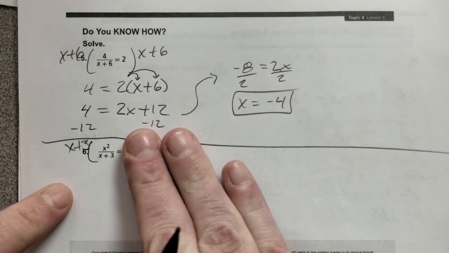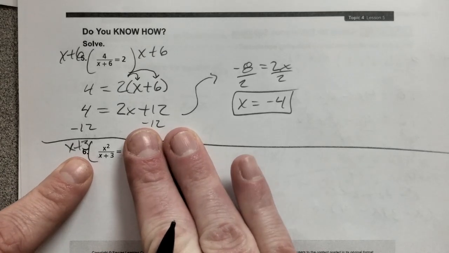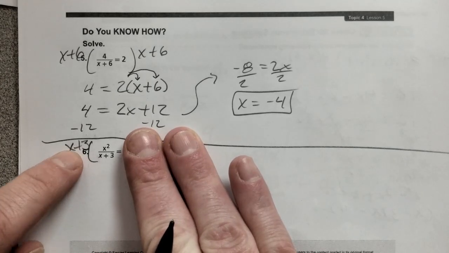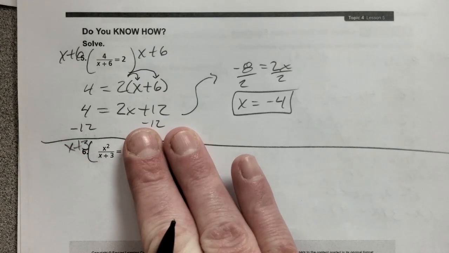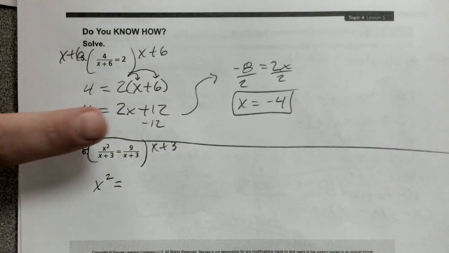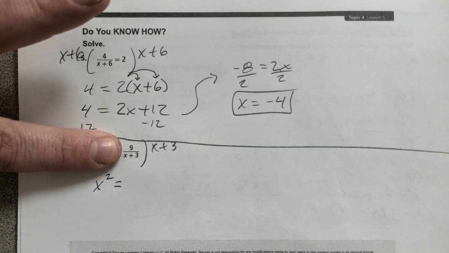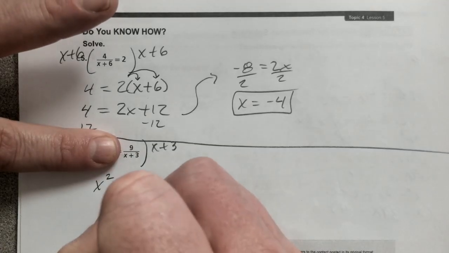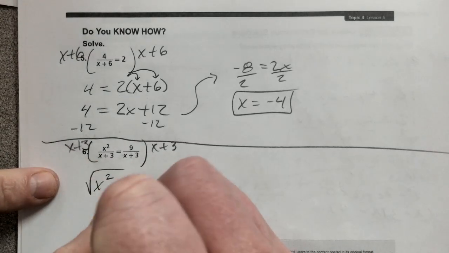All right, on that left side, Piper Gus, what's going to cancel? The bottom, x plus 3. Yep, so these x plus 3s are going to cancel, and then what are we left with? X squared. Good job. On the right side, what cancels? The x plus 3, and it's left with 9. Yeah, we're going to be left with a 9 right there. Good job. And then you do the thing. Yep, square root both sides.